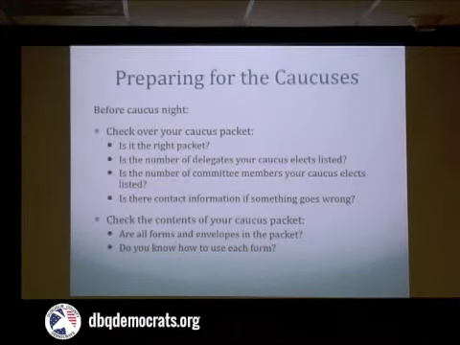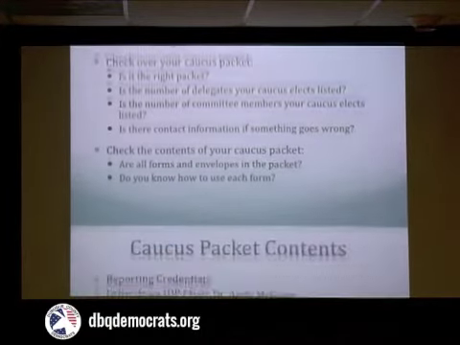If you have any questions on that, I brought some sheets for the 3 counties that are here today showing how many delegates each precinct elects. They're floating around, so those are available. You want to make sure the number of committee members your caucus elects is also listed, as well as their contact information in case anything goes wrong. Then, make sure that all the forms and envelopes are there in your packet, and you know how to use every form.